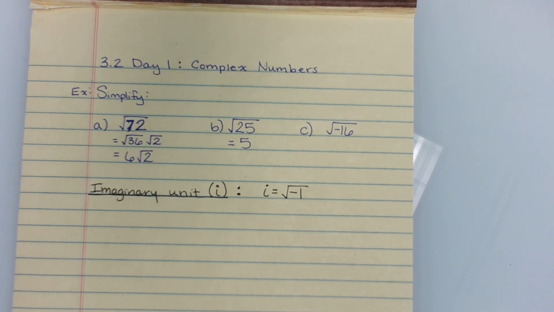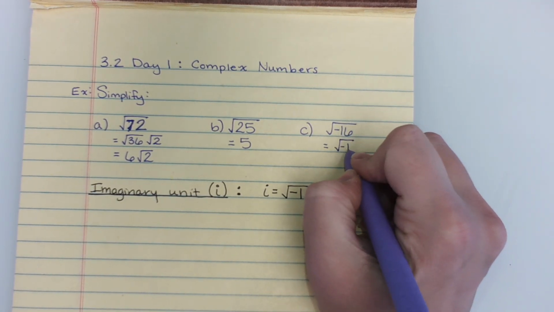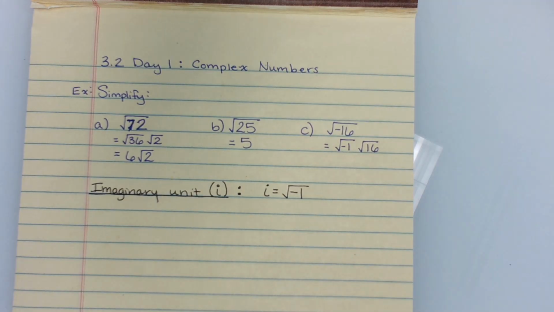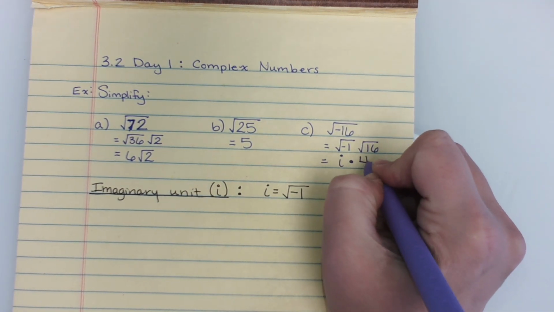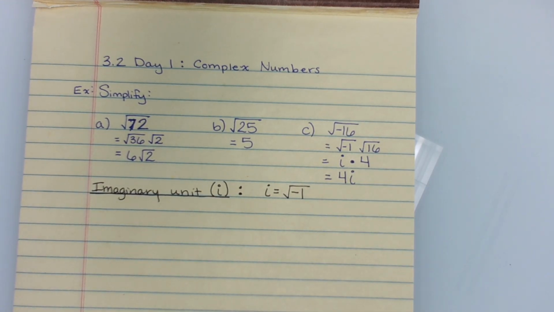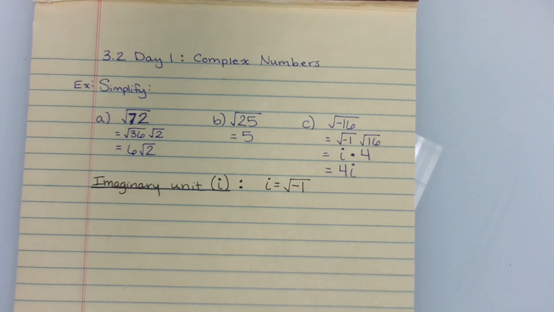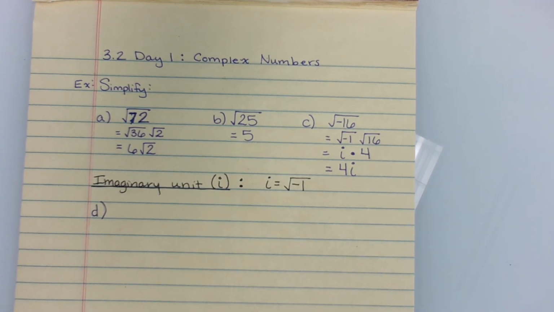Which means if I want to do the square root of a negative 16, I am going to break it up into the square root of negative 1 times the square root of 16. The square root of negative 1 becomes an i, and the square root of 16 becomes 4. But the typical way that they write it is with the whole number followed by the imaginary piece. Continuing to simplify a little bit.